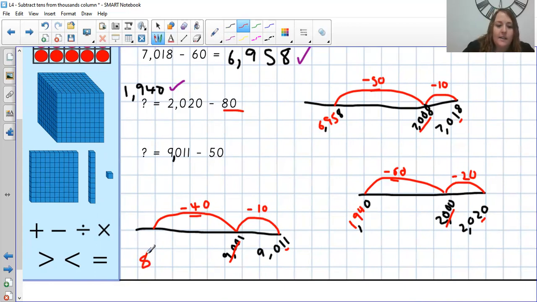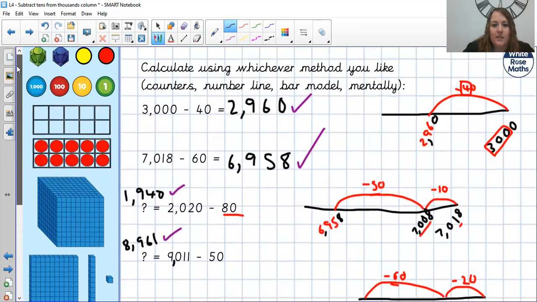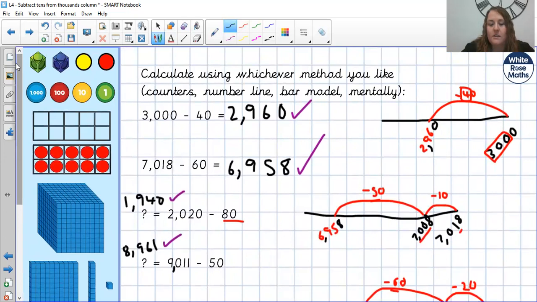So 896, and then we have to pop on that 1 that's in my ones column. So if you had the answer 8,961, please give yourselves a tick on that one. Excellent. Again, hopefully you're spotting those patterns with all of those answers. The ones digit is the same, but it's the other digits in the thousands, hundreds and tens column that have changed.